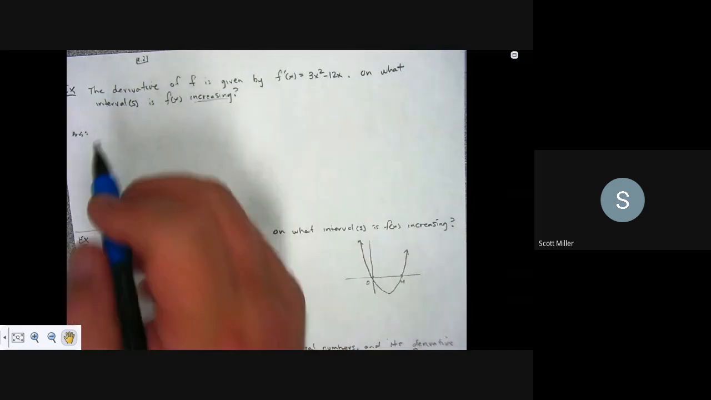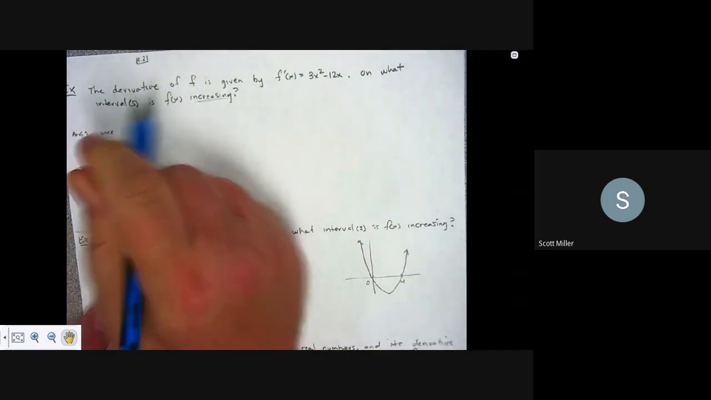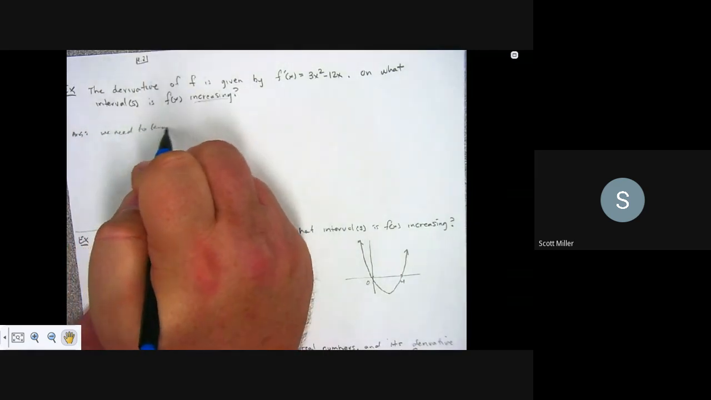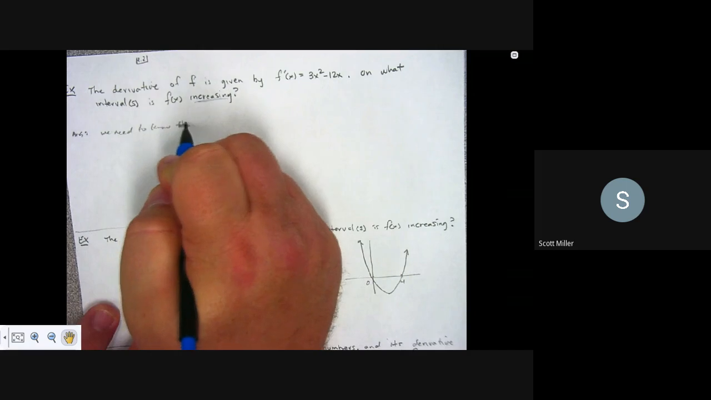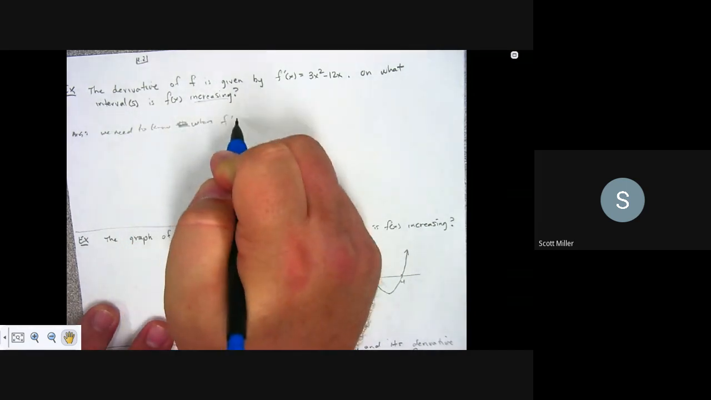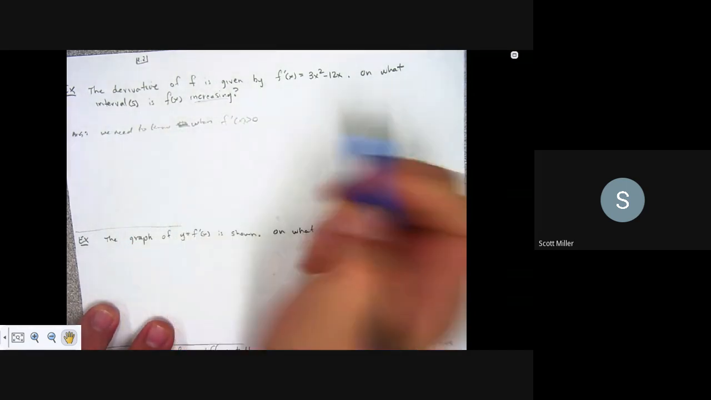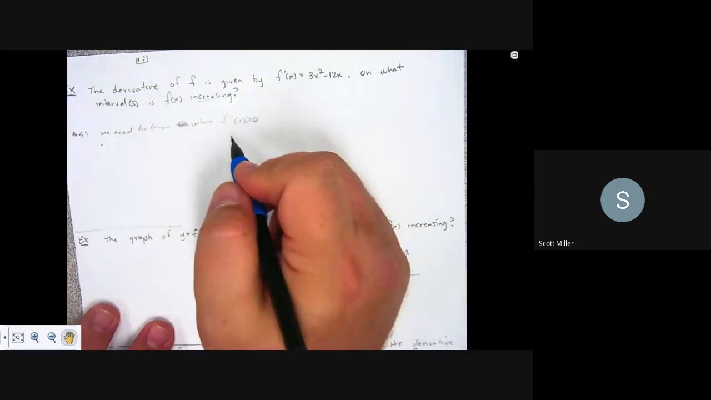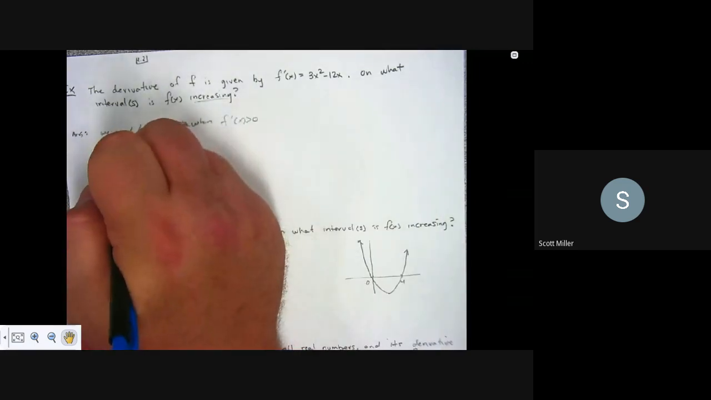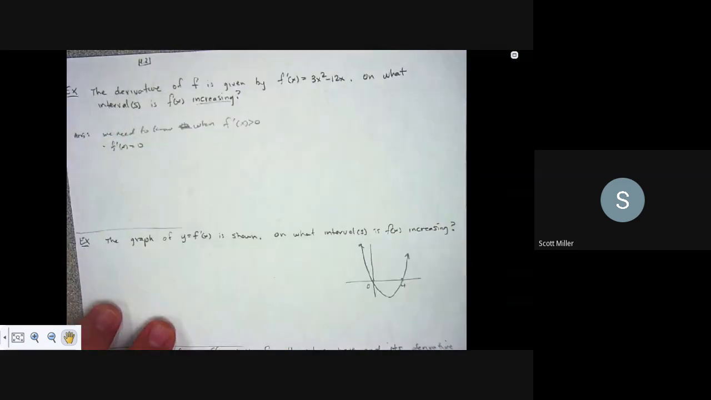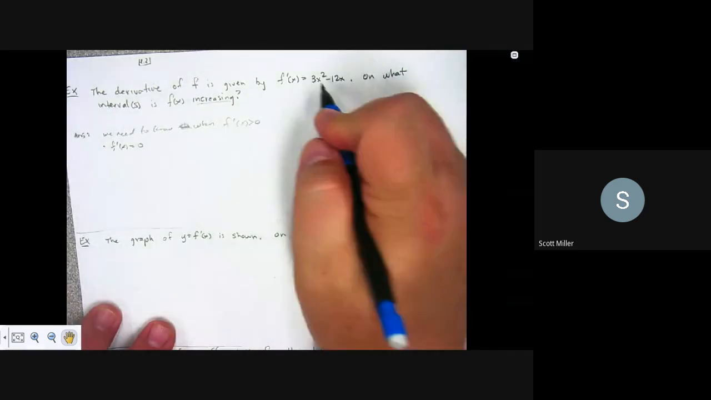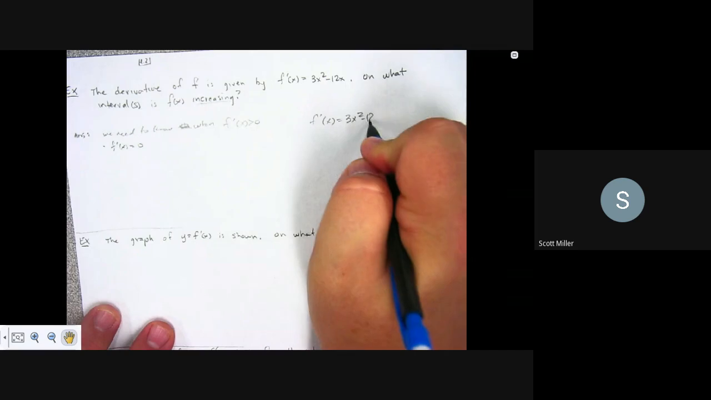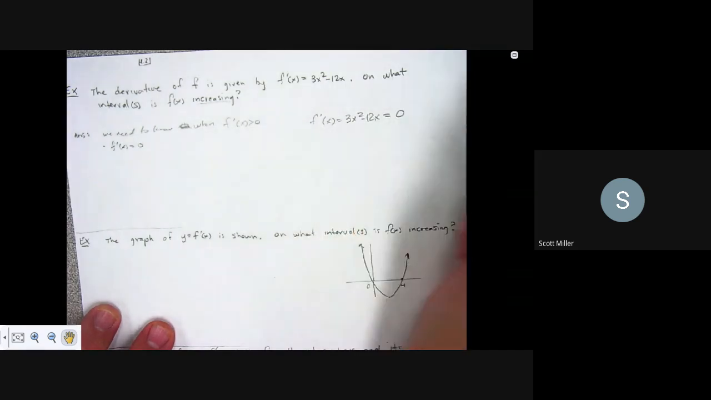Well, from the previous page, we need to know when f prime of x is greater than 0. To separate positive from negative, I've got to find out where it is 0. So when is f prime of x equal to 0? Okay, so we go and find the derivative, which is right here. f prime of x equals 3x squared minus 12x. I want that to equal 0.